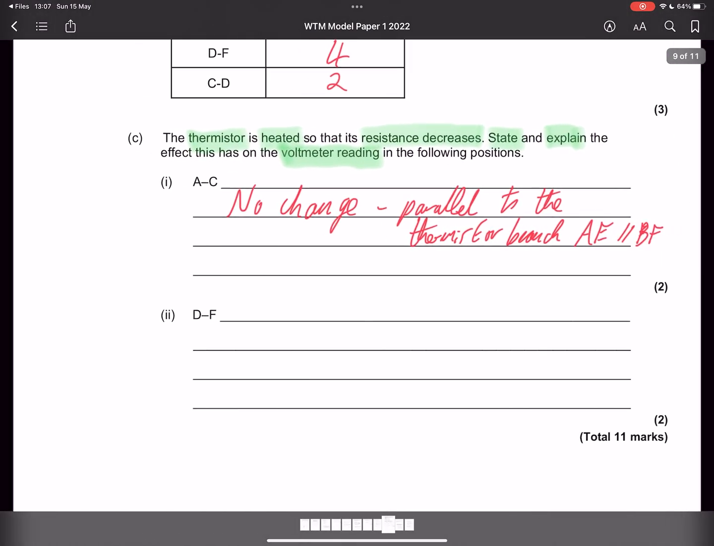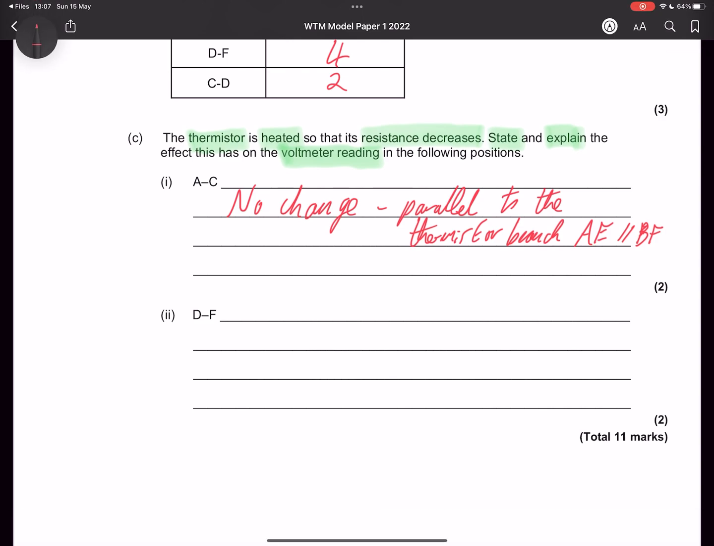Now what that means in a potential divider is that any other components on that pathway, and that pathway alone, will have the inverse effect. So as V is proportional to R, we know that a greater proportion of the potential difference will now be across the other resistor, the fixed resistor with 10 kilo ohms.